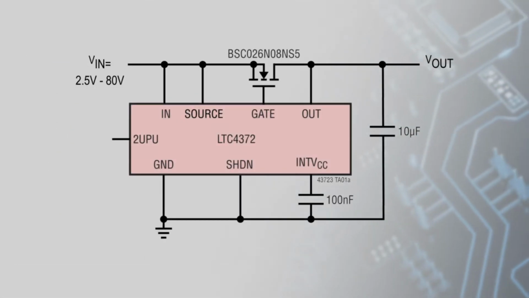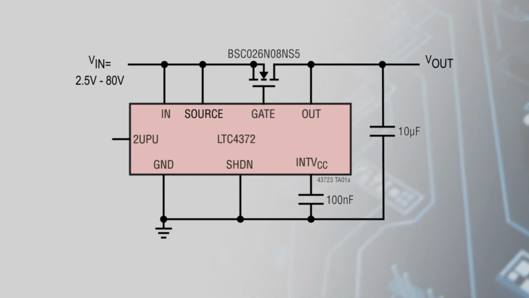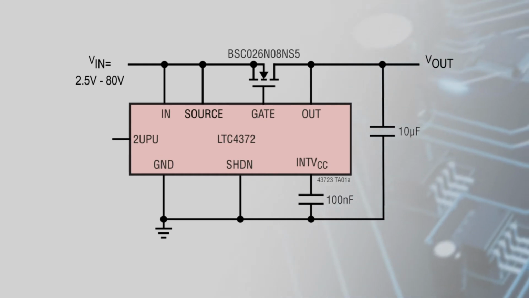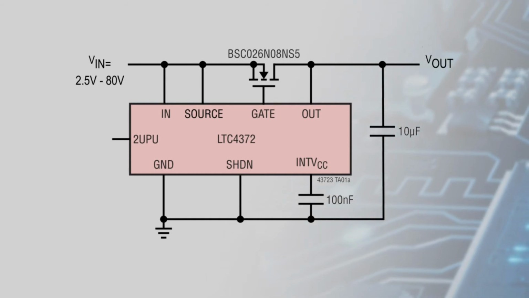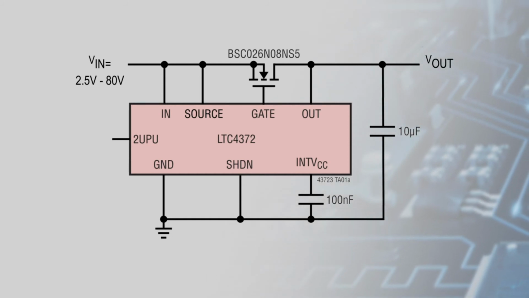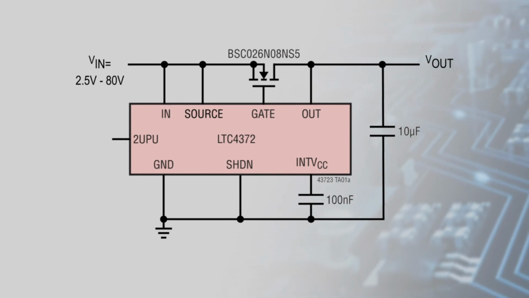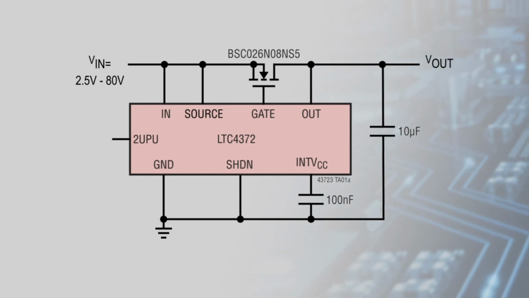The controllers operate from a 2.5 to 80 volt supply. The external MOSFET source is connected to the IN and SOURCE pins on the controller, while the drain is connected to the controller's OUT pin. The controllers then drive the MOSFET gate to regulate the voltage drop across the MOSFET to less than 30 millivolts.